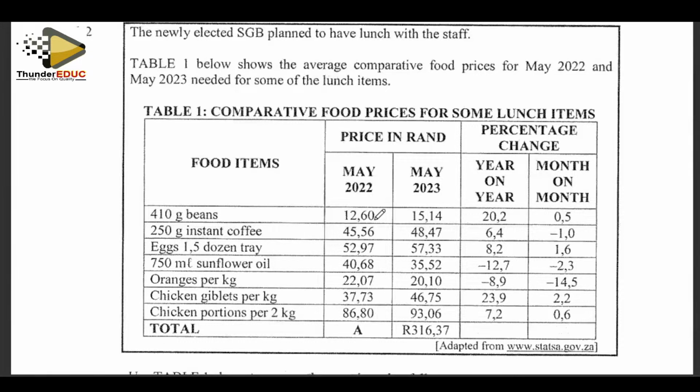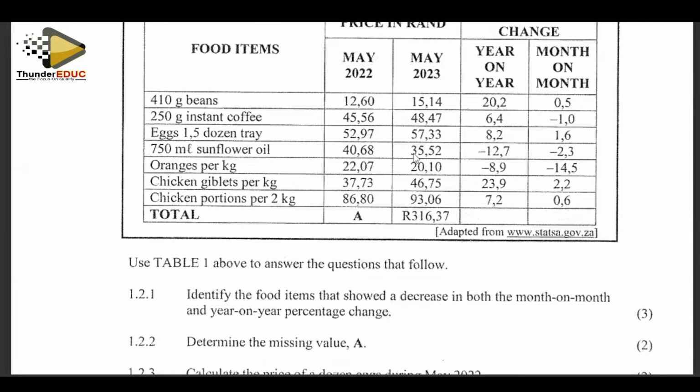The newly elected SGB plan to have lunch with the staff. Table 1 below shows the average comparative food prices for May 2022 and May 2023 needed for some of the lunch items. The comparative food prices for some lunch items in rand and percentage change. Now, what I want you to see under the changes is that if you see a positive, that means it increased. If it's a negative, it decreased.